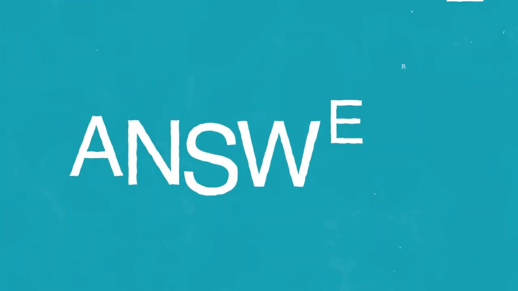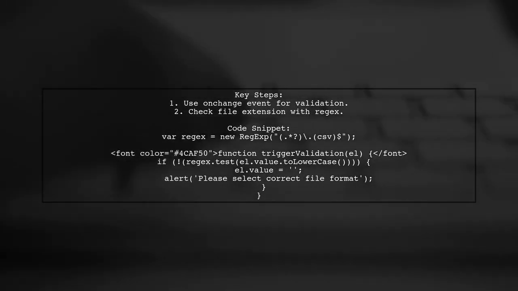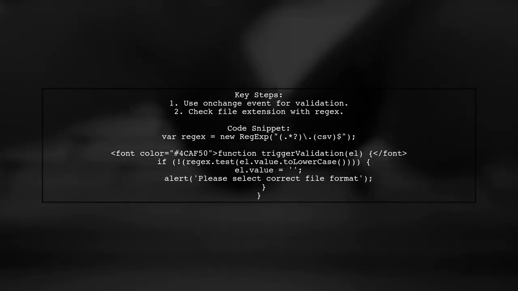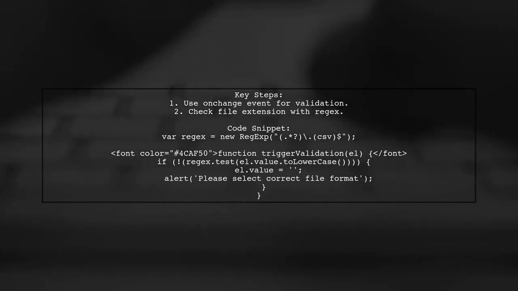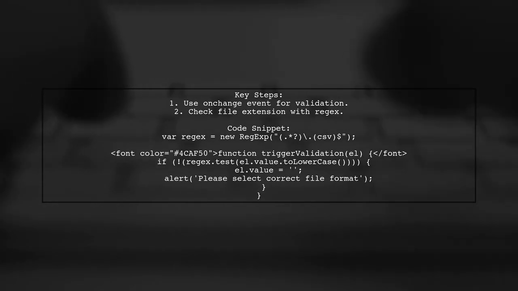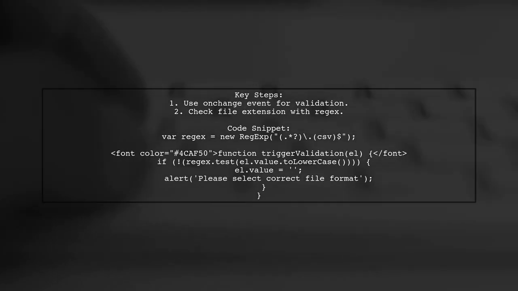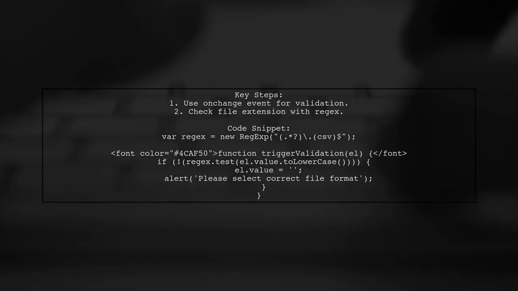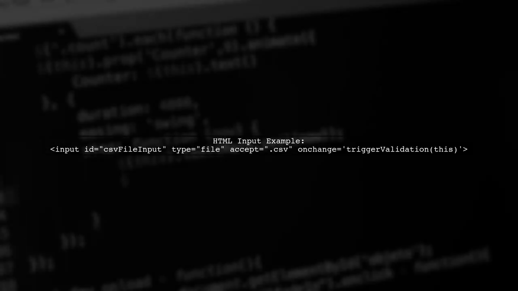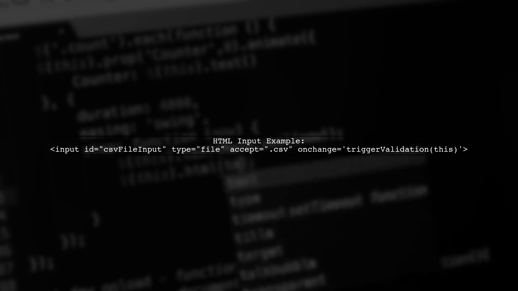Let's now look at a user-suggested answer. To ensure only CSV files are accepted through an HTML file input, you can add validation using the onChange event. This involves checking the file extension with a regular expression. In the HTML, set the input type to accept only CSV files. This prevents users from selecting files with other extensions like PNG.